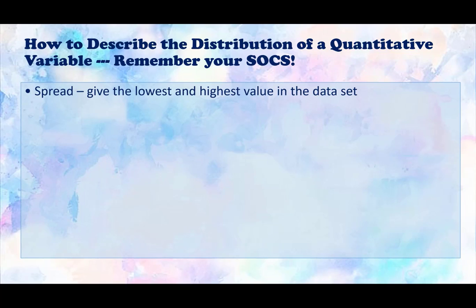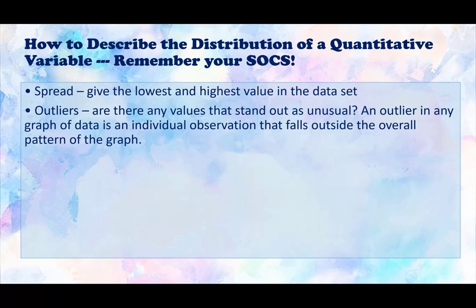Okay, there are many different ways to describe spread. Right now, we're going to use range as a way to describe spread, but as we go throughout the chapter, we're going to learn other terminology for this measure. So O stands for outliers, and outliers are any values that stand out more than others or stand out as unusual.